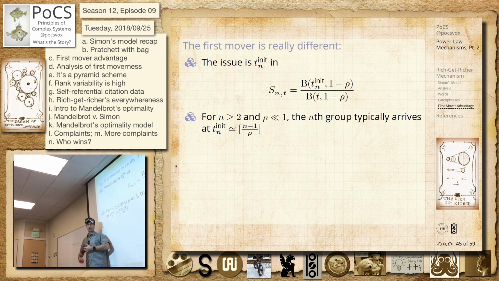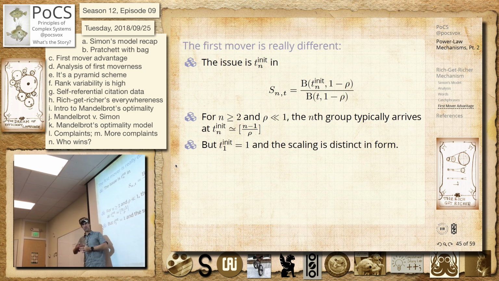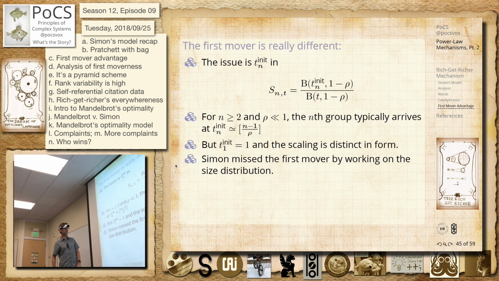But of course, the first one just starts at 1. So this breaks down. We can't put n equals 1 here, because that would give us a 0. We have to put 1. That starts at 1. So this initial condition really matters.